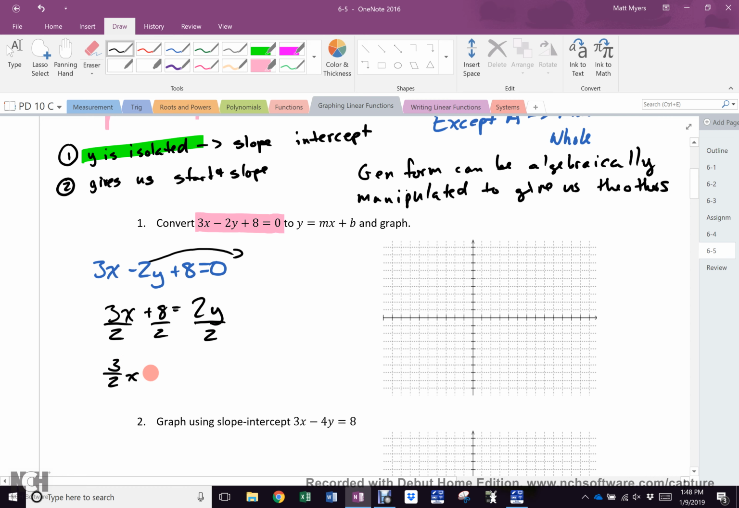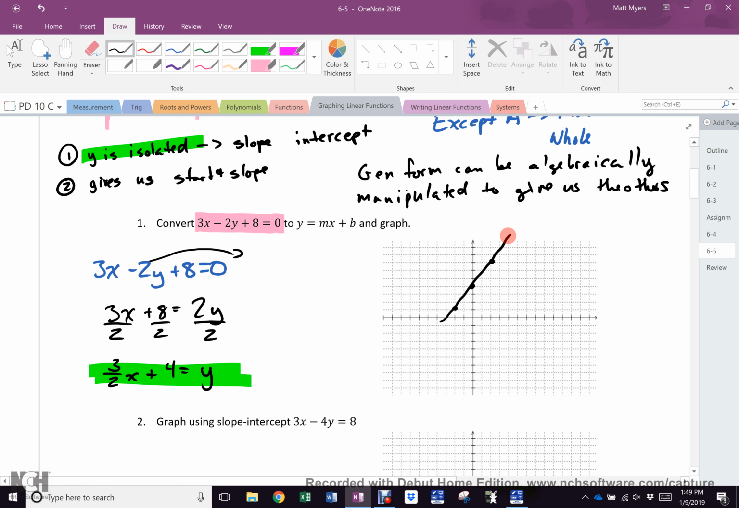3 over 2 x plus 4 equals y. Now, can you graph that immediately? Yep. Where do I go? Plus 4. 1, 2, 3, 4. And up 1, 2, 3, right 1, 2. That's mx plus b. Down 1, 2, 3, left 1, 2. Now, the formula.